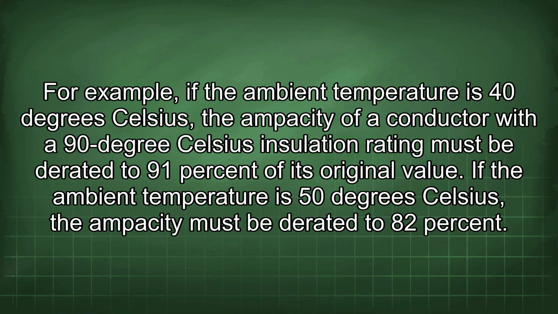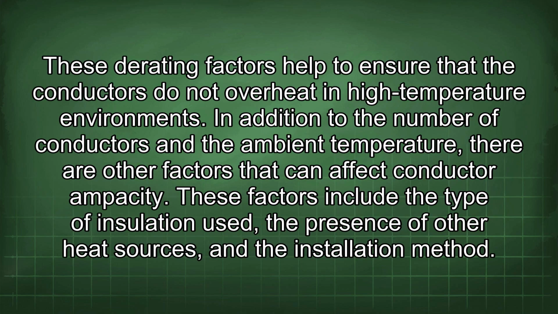For example, if the ambient temperature is 40 degrees Celsius, the ampacity of a conductor with a 90 degrees Celsius insulation rating must be derated to 91% of its original value. If the ambient temperature is 50 degrees Celsius, the ampacity must be derated to 82%. These derating factors help to ensure that the conductors do not overheat in high-temperature environments.